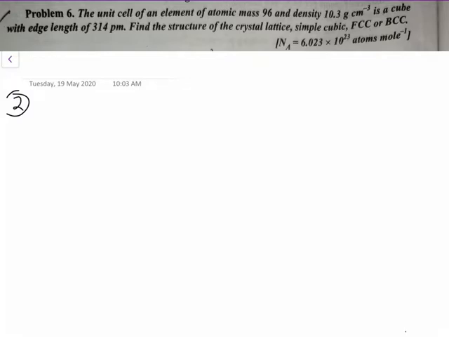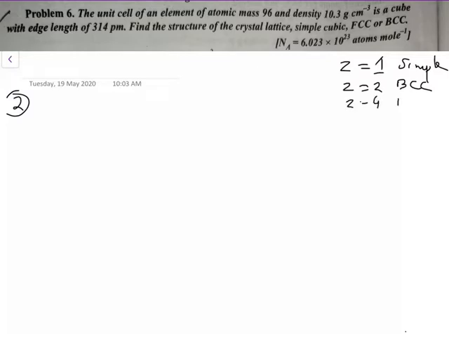So again I should tell you that after calculation of Z, if the Z value is coming 1, then you will say, since the question is find the structure, structure means if Z value is 1, then it is simple cubic. So you have to write that. Then if your Z value is coming 2, then you have to say the crystal is BCC or body centered cubic cell.